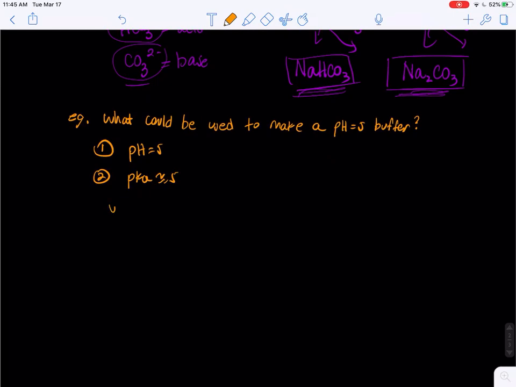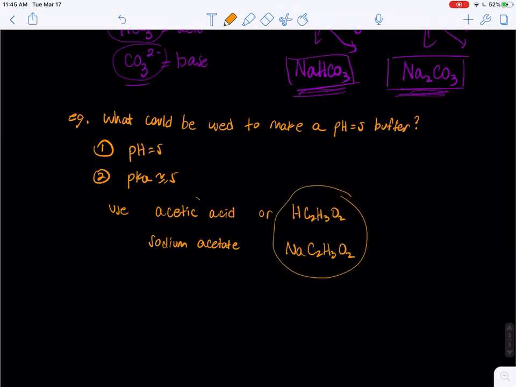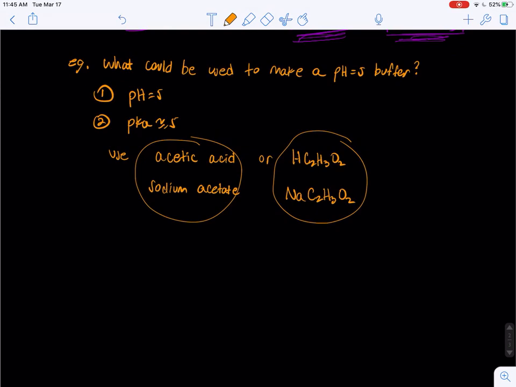So we could use acetic acid and sodium acetate. You could write words or formulas. Okay, either way, so this would be one answer possibility, this would be another answer possibility. Remember, you always need a weak acid and a weak base, so that's the idea behind that, okay?